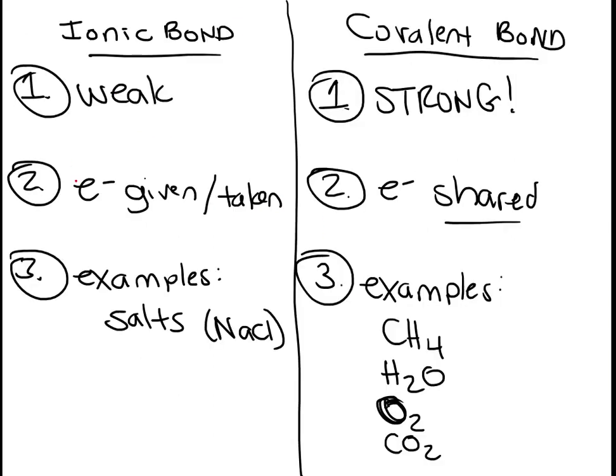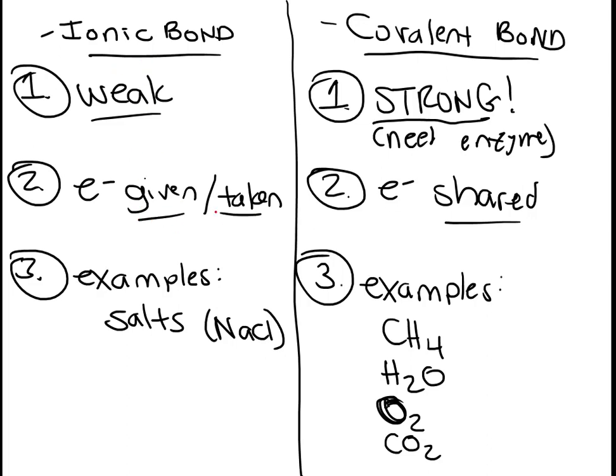So it's really important to be able to distinguish between an ionic bond and a covalent bond. What you should remember, ionic bonds are relatively weak, which means we can easily break them, whereas covalent bonds are super strong. You cannot break covalent bonds without an enzyme. You would need some sort of enzyme in order to break them. In an ionic bond, the electrons were given away and taken by a different molecule, whereas in a covalent bond, electrons are shared. And finally, some examples of ionic bonds, as we talked about, are salts like sodium chloride.